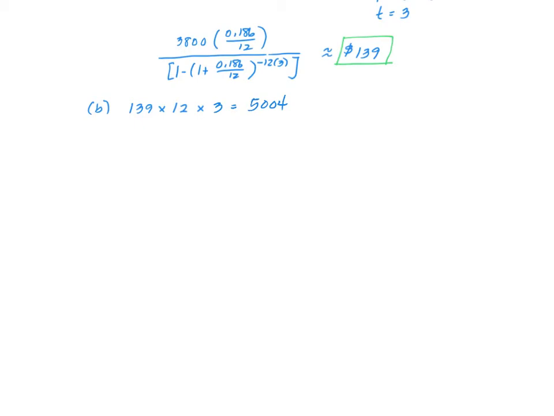Now, the balance that we started with was 3,800. So the difference between those is $1,204. That would be the interest that we paid. And when you look at the balance we started out with, paying about $1,200 in interest, that's almost a third.